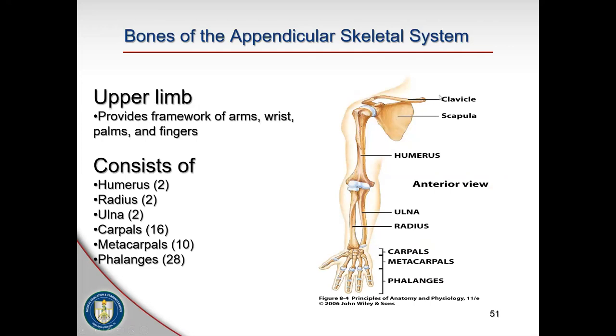Now, the upper limb that you'll be looking at moves all the way down here. You have the humerus. The head of that humerus will connect directly into the socket of the scapula. We'll talk about ball and socket joints later on. That will be one example of a ball and socket joint.